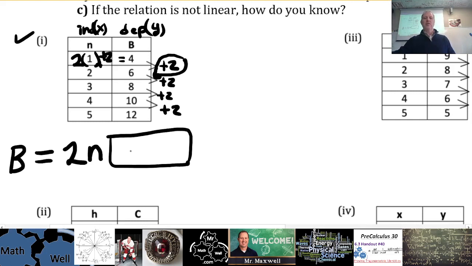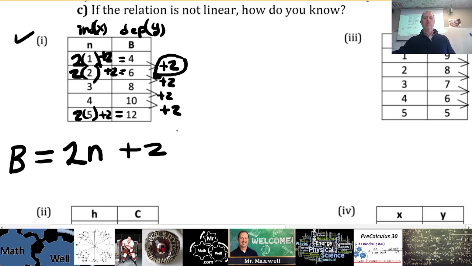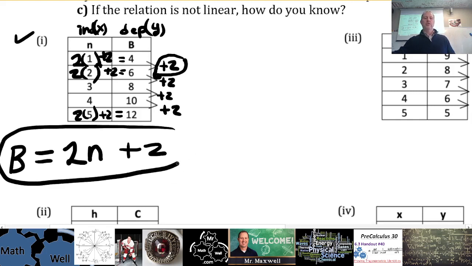Now before I set that in stone as my equation, let's make sure that works for the other ones. So 2 times 2 is 4. Would I have to add 2 to get 6? Yes. So it looks like that should work for all the points listed. 2 times 5 is 10, plus 2 is 12. Perfect. So I'm going to put plus 2 here, and there we go. That's your equation. So b equals 2n plus 2. Questions about that? Thoughts about that? Remember that from the other day? Okay. Awesome. I'll do another one with you here.